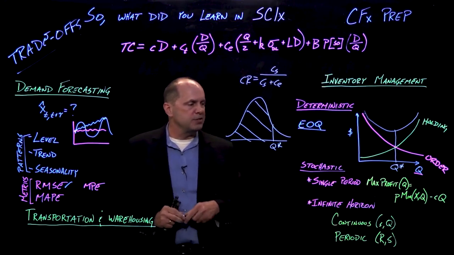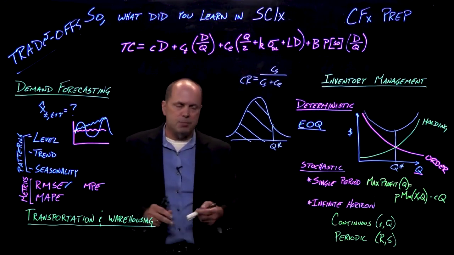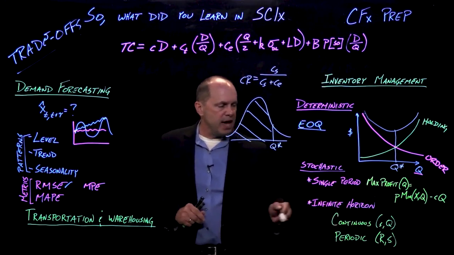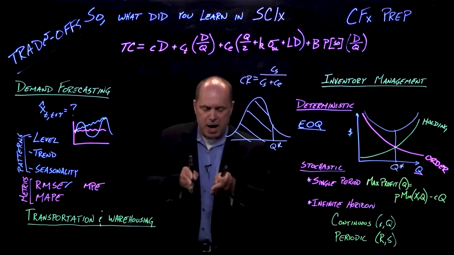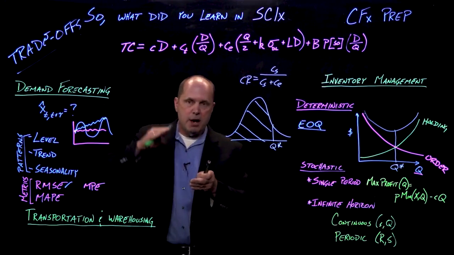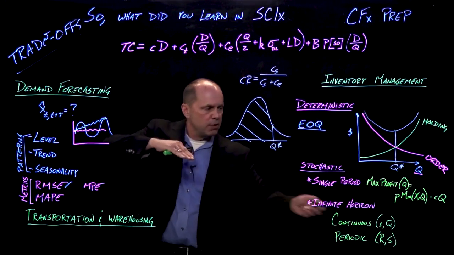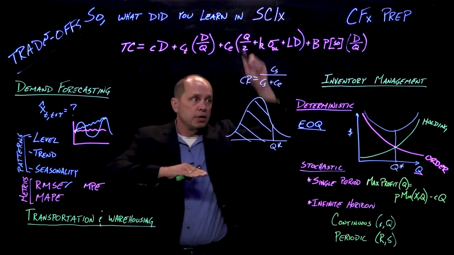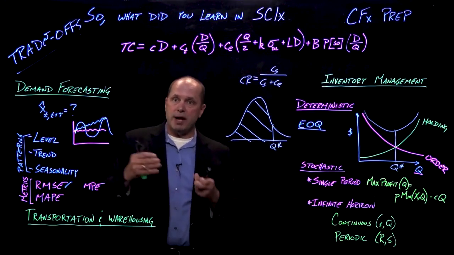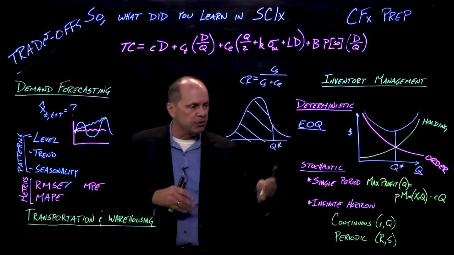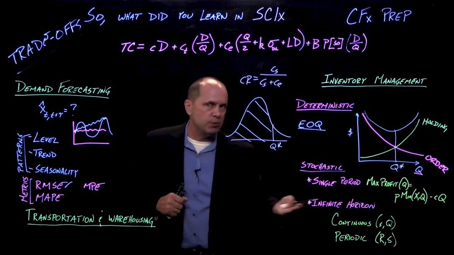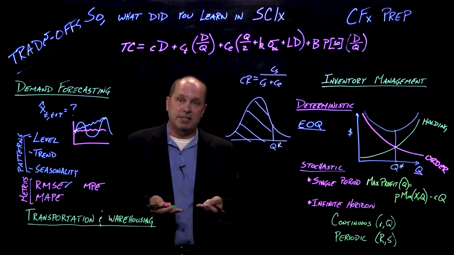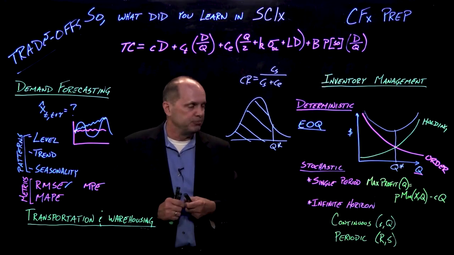For the infinite horizon, we introduced two classic models, the continuous and periodic, where continuous is I'm constantly monitoring how much inventory I have, and when my inventory dips below this reorder point S, I order Q, this amount. So it kind of ties together those two systems. And what determines my reorder point S is my safety stock, and we'll talk about that in a second.